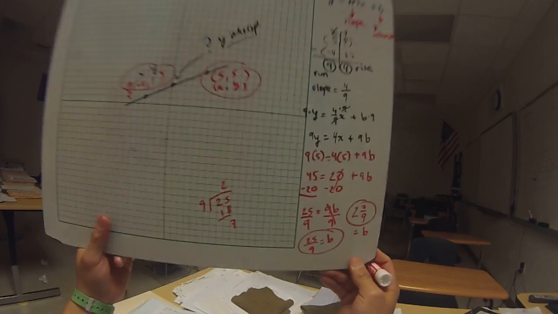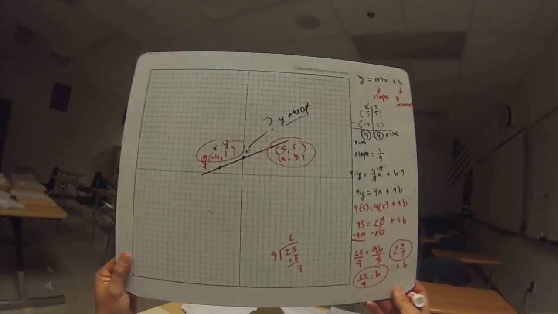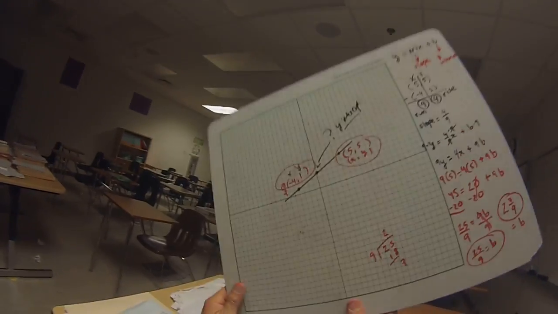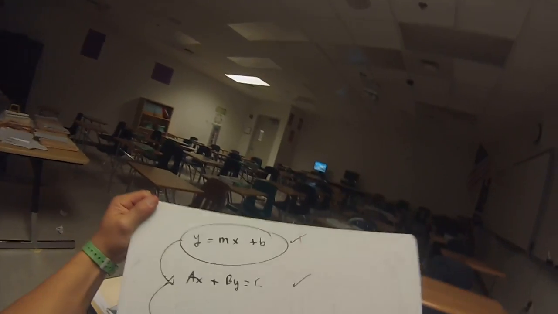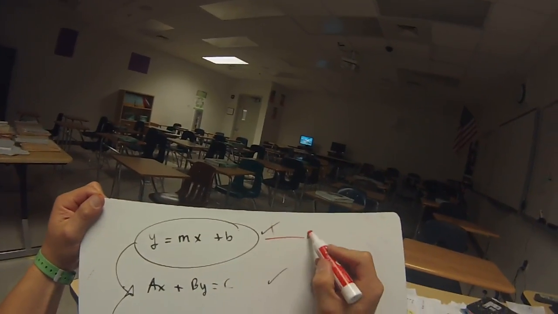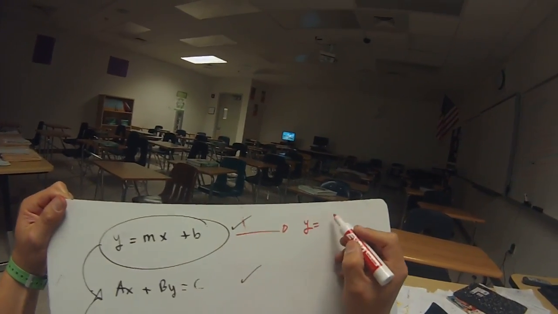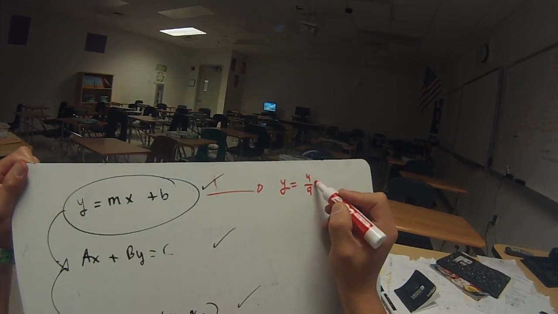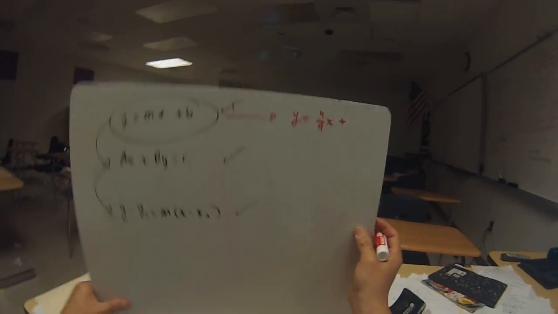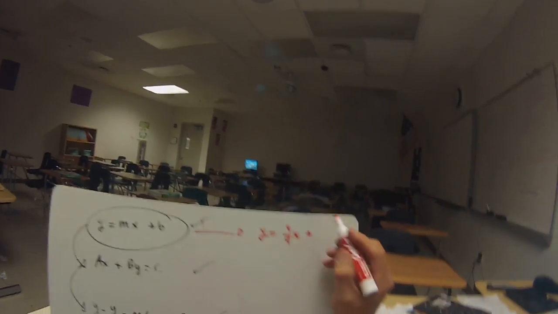So let's go ahead and write out the entire equation now. Let's flip this little board over. So our equation is going to be y equals 4 over 9x plus 25 over 9.